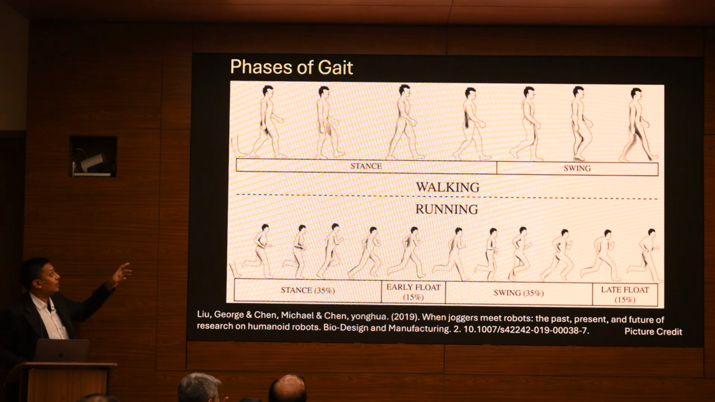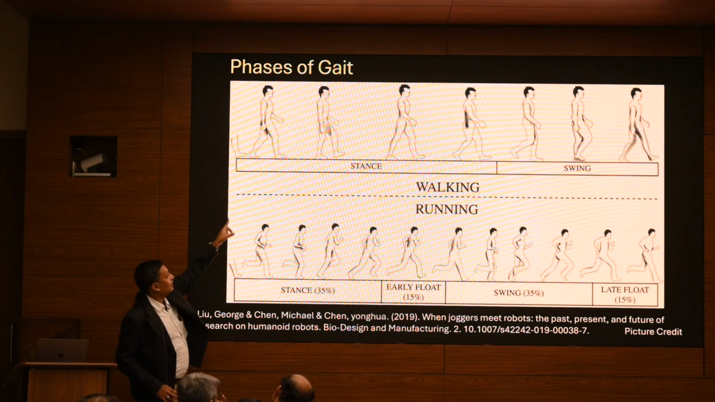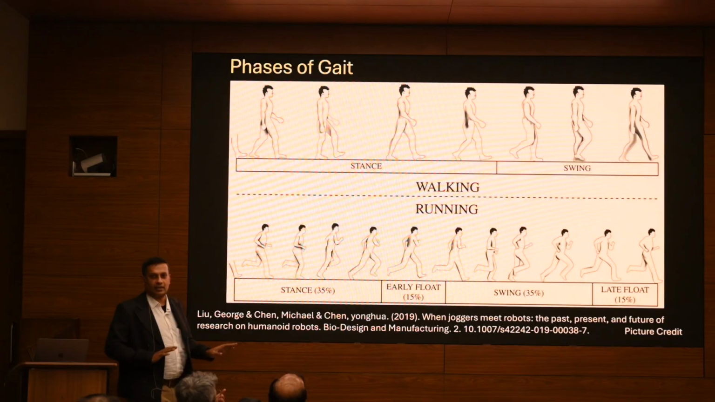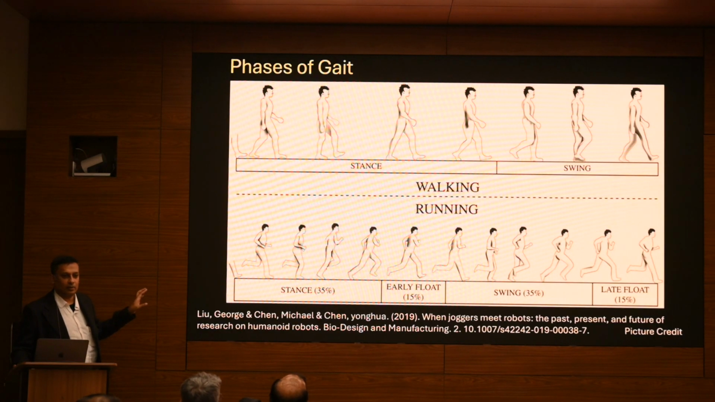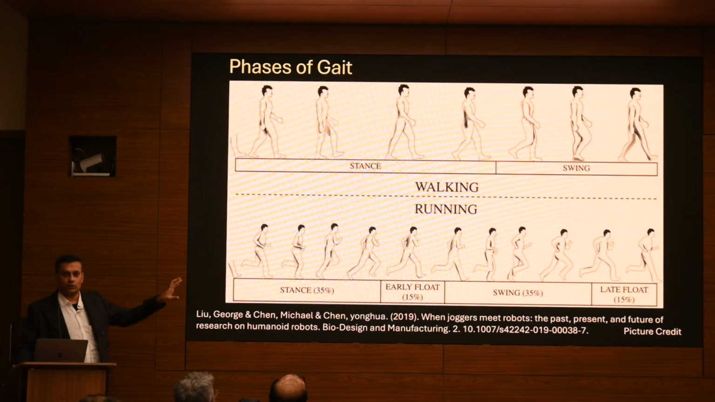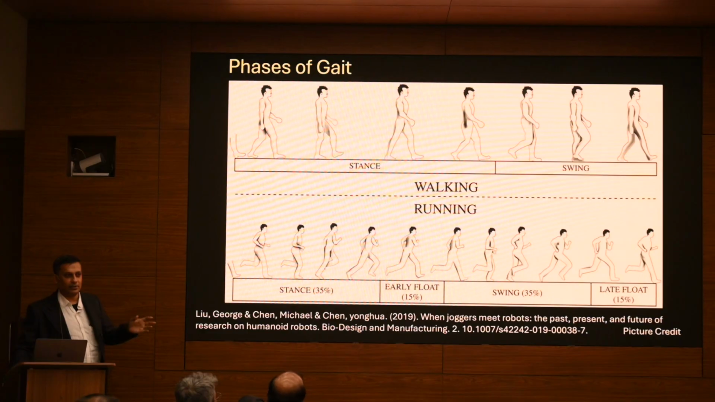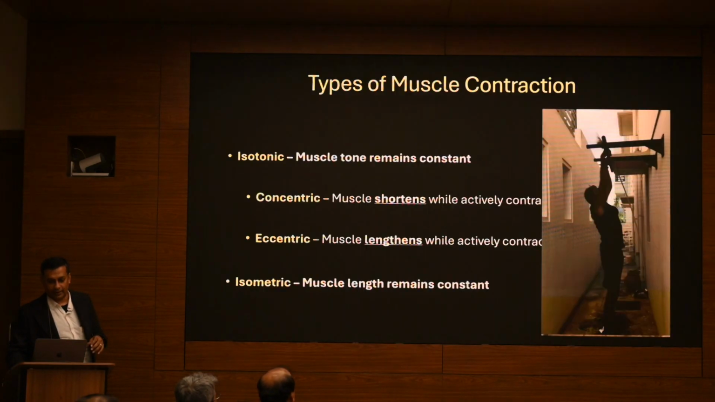There is a period of double limb support where both the feet are on the ground. But in running, there is no period of double limb support. There is a period of float where both feet are off the ground. So that is the difference between walking and running.